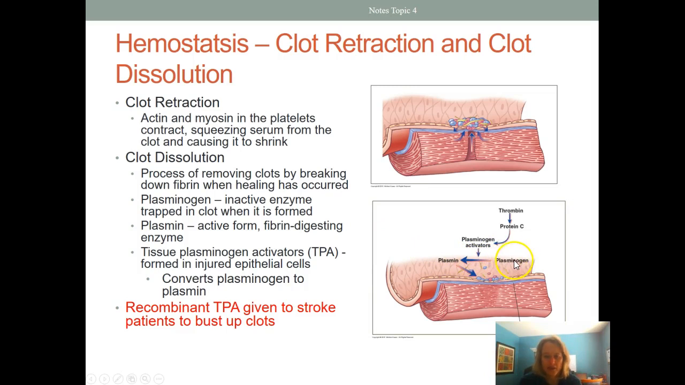Plasminogen is an inactive enzyme that gets trapped in the clot, and during the formation of thrombin, one of the clotting factors, it actually activates plasminogen activators, and plasminogen activators convert plasminogen into plasmin, and plasmin is the active enzyme that breaks down the clot. Now, recombinant tissue plasminogen activators are given to stroke victims or patients, and this is to help break up blood clots.